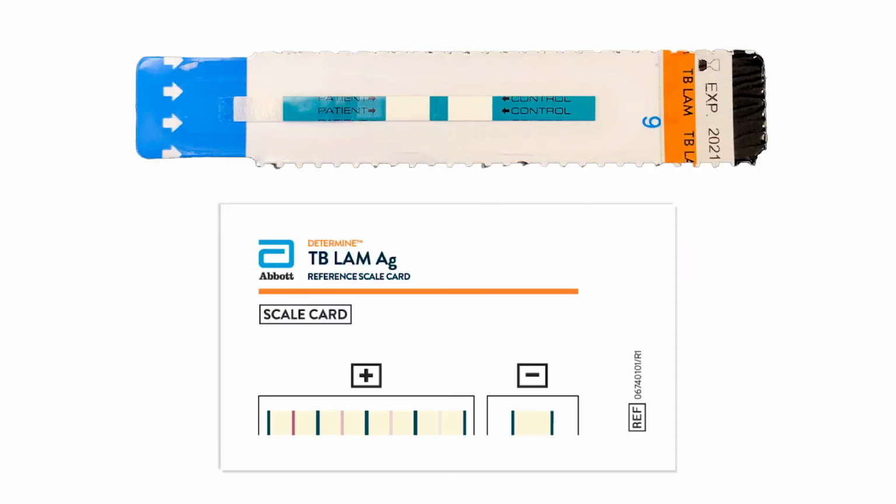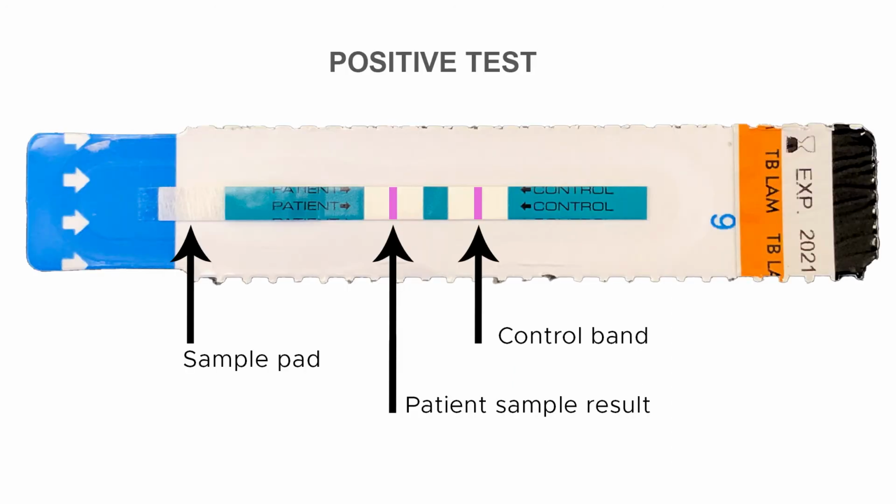Use the reference card that is provided in the kit to assist with reading and interpretation of the results by holding it alongside the patient window. The appearance of 2 purple or gray bars in both the control window, which is labeled control, and the patient window, which is labeled patient, indicates that the TB LAM is positive.